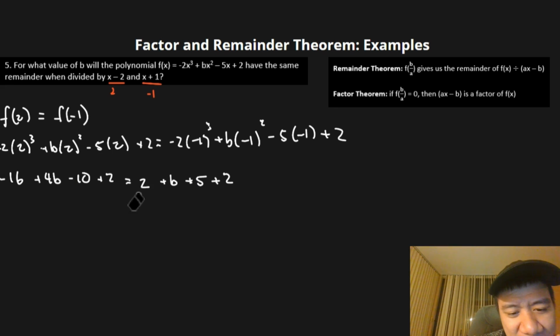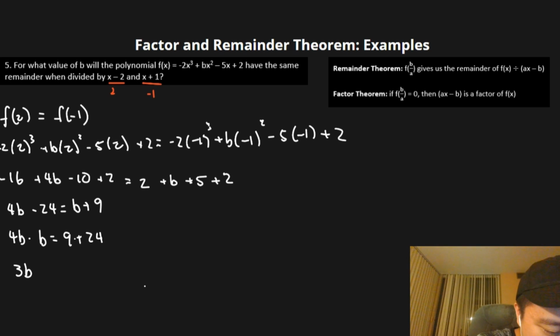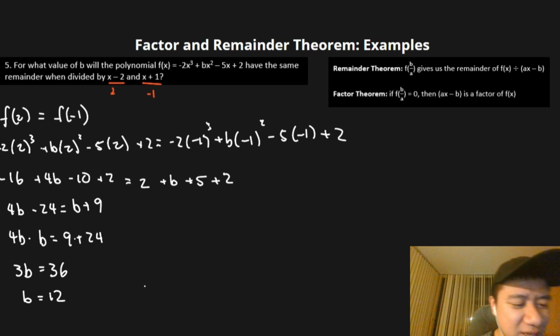Okay, let's do it. So we have on this side 4b. Negative 16 minus 10 is negative 26. Plus 2 is minus 24. Equals b plus 9. Alright, so 4b minus b equals 9 plus 24, which equals 33... 36. b equals 12. Awesome! And there we have it. There's our final answer.